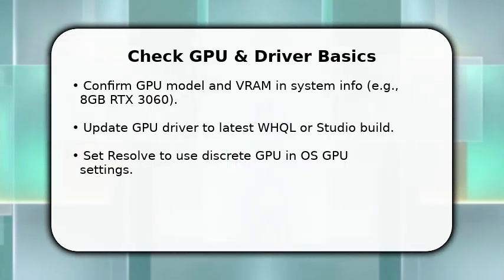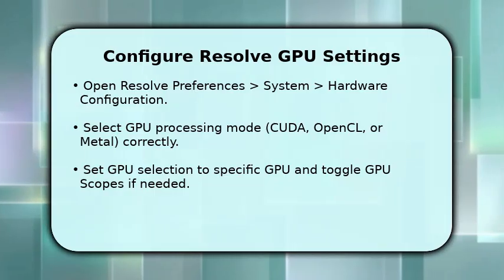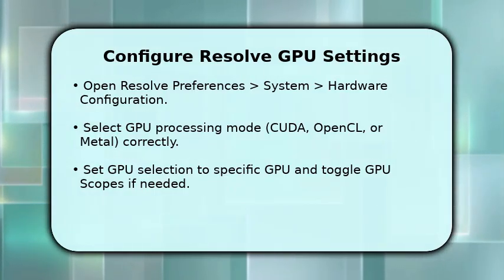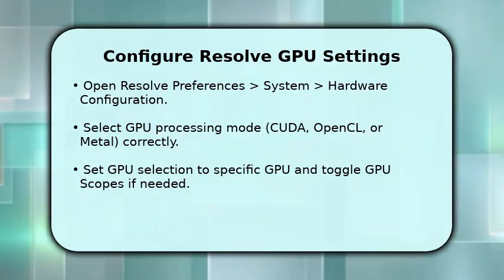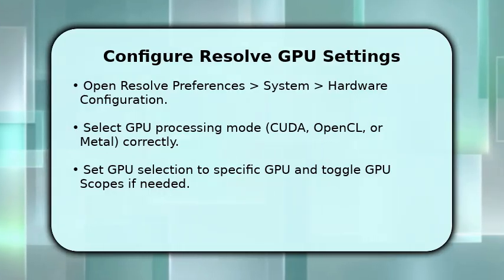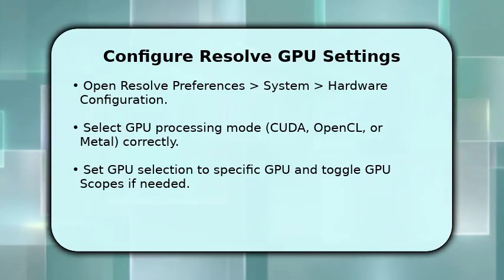Next, you adjust Resolve's internal GPU settings to match the driver and hardware. In Preferences, go to System then Hardware Configuration. Pick CUDA for NVIDIA, Metal for macOS, or OpenCL for some AMD cards, so Resolve and the driver speak the same language. Then explicitly select your discrete GPU from the list rather than Auto.